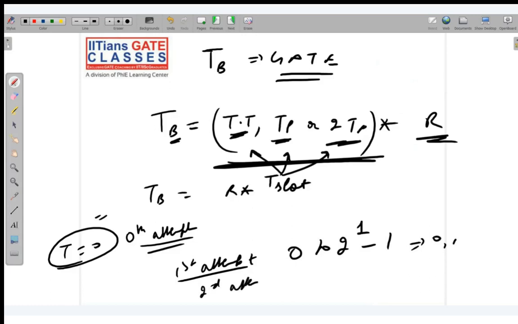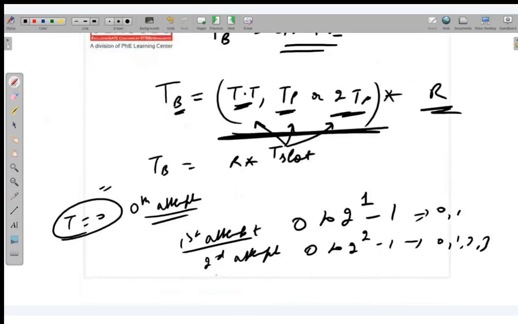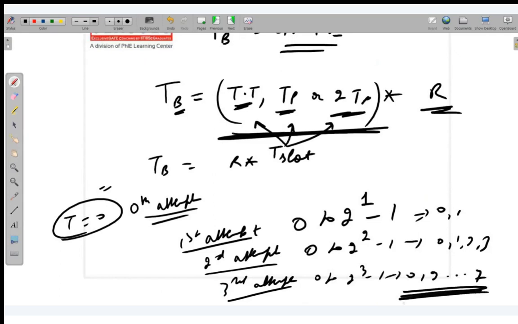For the second attempt, the random number will be from 0 to 2 power 2 minus 1. That will be 0, 1, 2 or 3. Okay, and if it is your third attempt, so even if a collision occurred in the second attempt, you are a very unlucky person, then your random number will be from 0 to 2 power 3 minus 1, that is 0, 1, 2, 3 up to 7. You can take any random number, and that random number will be multiplied by Tt, Tp or 2Tp, and so on.